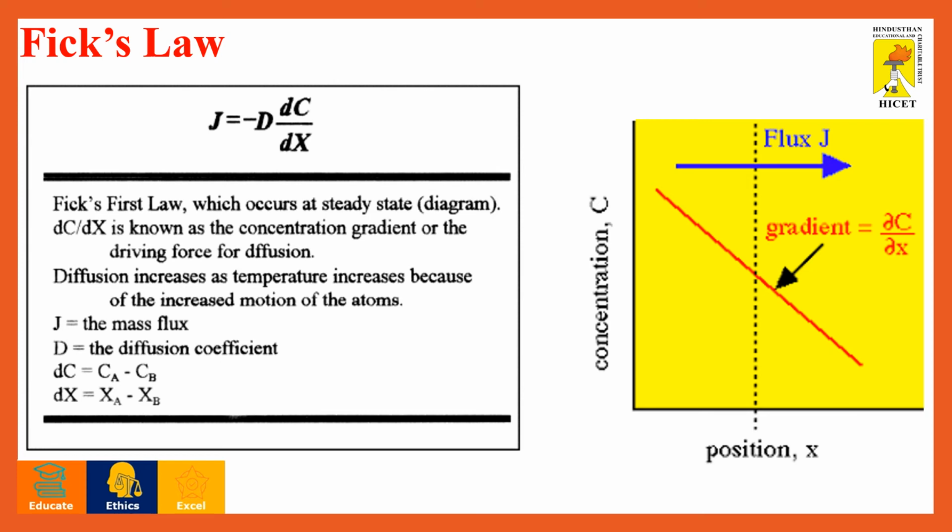In other ways, we can explain this equation as mass flux is directly proportional to concentration gradient. By introducing the proportionality constant, that is D, the diffusivity coefficient, the equation becomes J is equal to minus D into dC by dx. The negative sign indicates the molecules transfer from high concentration site to low concentration site. Diffusion increases as temperature increases because of the increased motion of the atoms. The graph indicates, when we plot the distance versus concentration, the gradient is dou C by dou x. We can automatically say that the mass flux is directly proportional to concentration gradient.